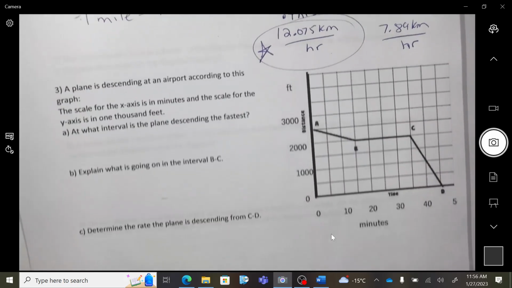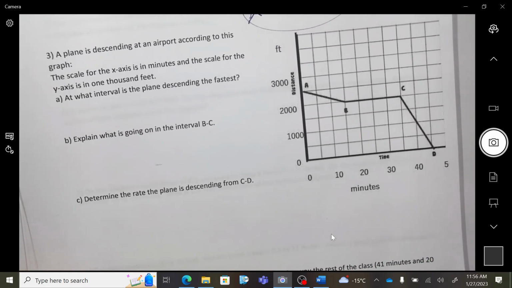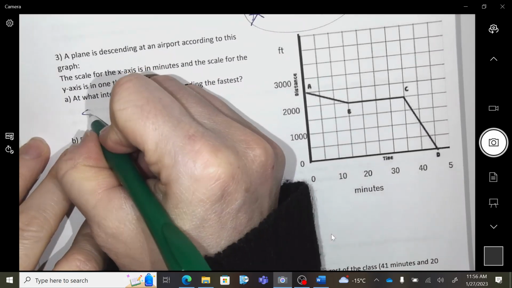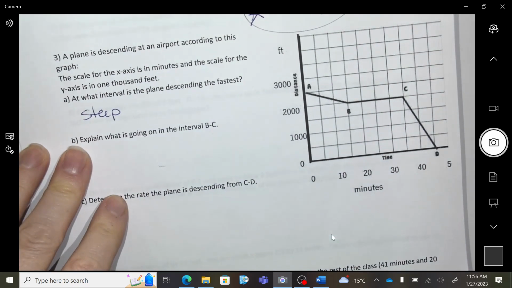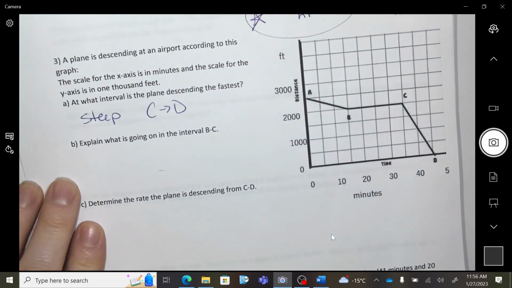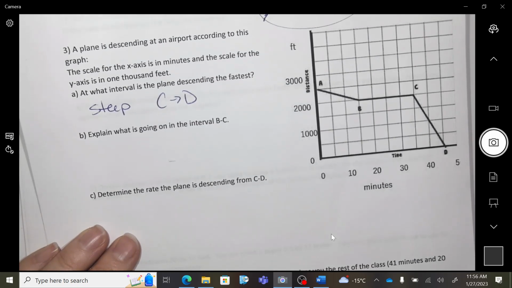Okay, reading a chart about rates. Where is the plane descending the fastest rate? What do you just look for? Fastest rate? Steepest? Where are we the steepest? C to D. So that's the hint with rates. The fastest is the steepest line.